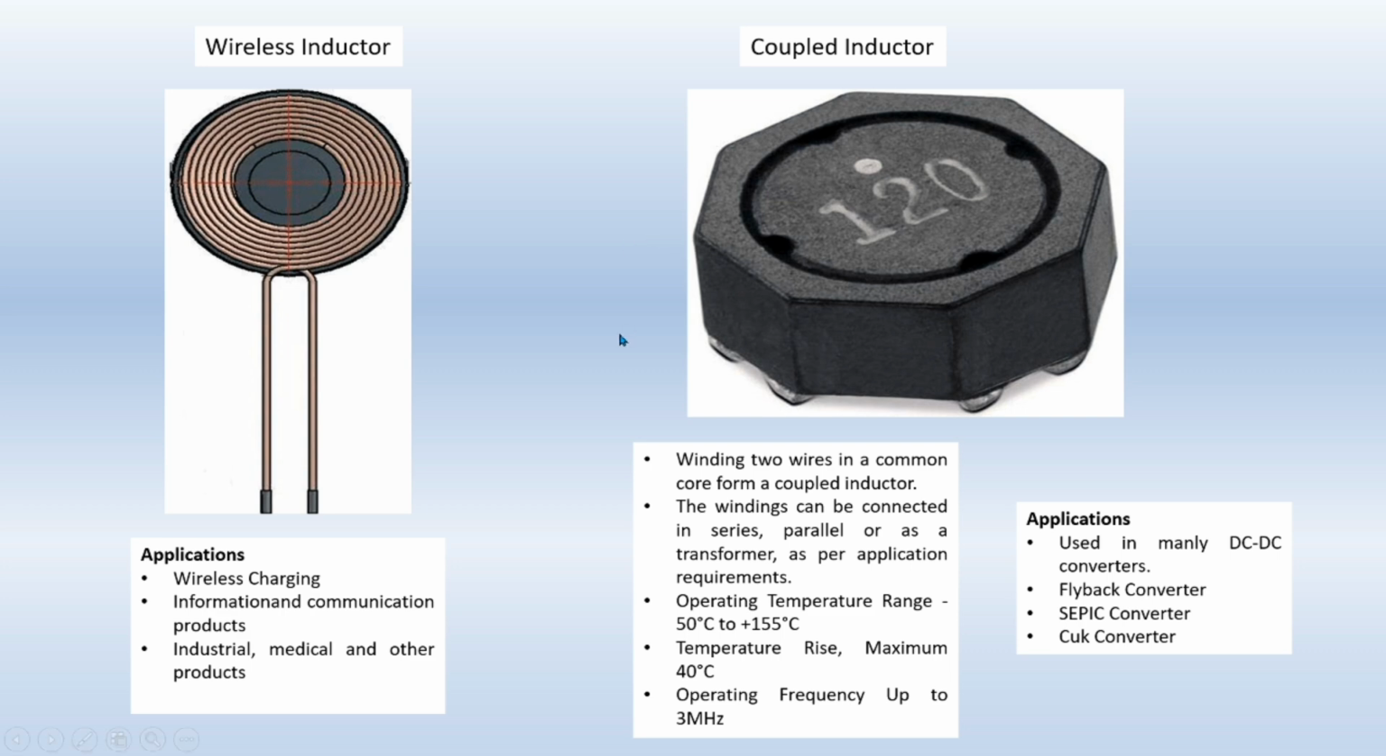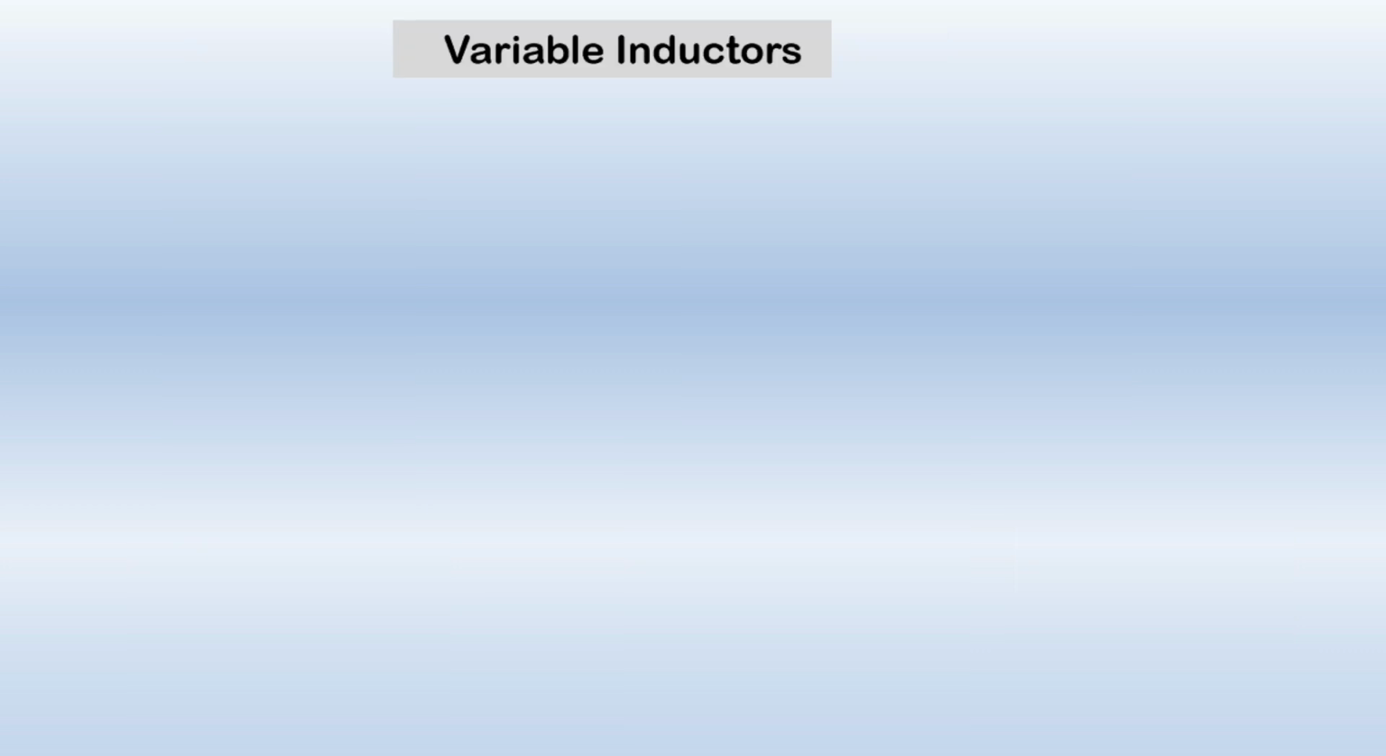Then we have the coupled inductor, with two wires wound on a common core. It has two windings basically, and the windings can be connected in series or parallel or as a transformer as per the requirements of the application. Its operating temperature ranges from minus 50 degrees Celsius to plus 155 degrees Celsius, and its operating frequency is up to 3 MHz. It can be used in DC to DC converters, in flyback converters, in SEPIC converters, and in Cuk converters.